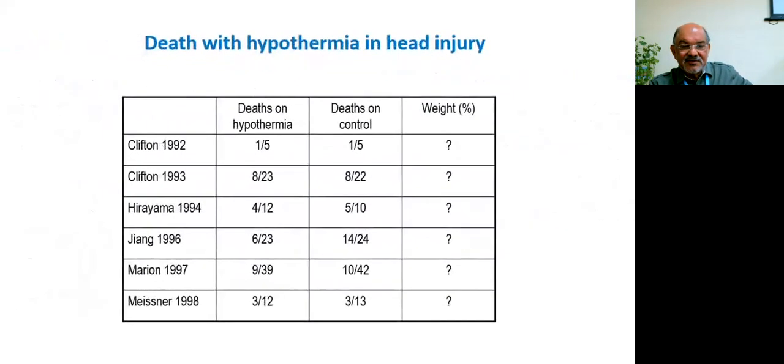Now, these are the actual studies. Which one should get more weight? You're not so quick off the block here. Huh? 4th, not the 5th. How many think 5th? Those who said 4th are correct, because it also depends on the control group risk. The risk in Marion is 10 out of 42, and in Jiang is 14 out of 24. The risk is much higher in the control groups.